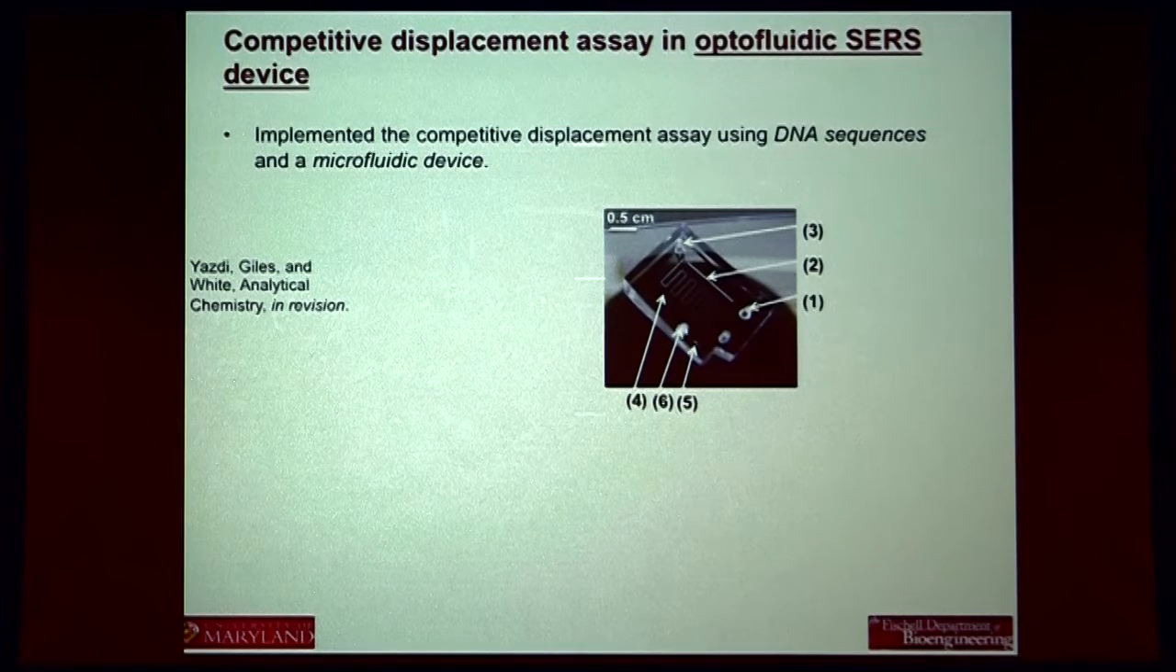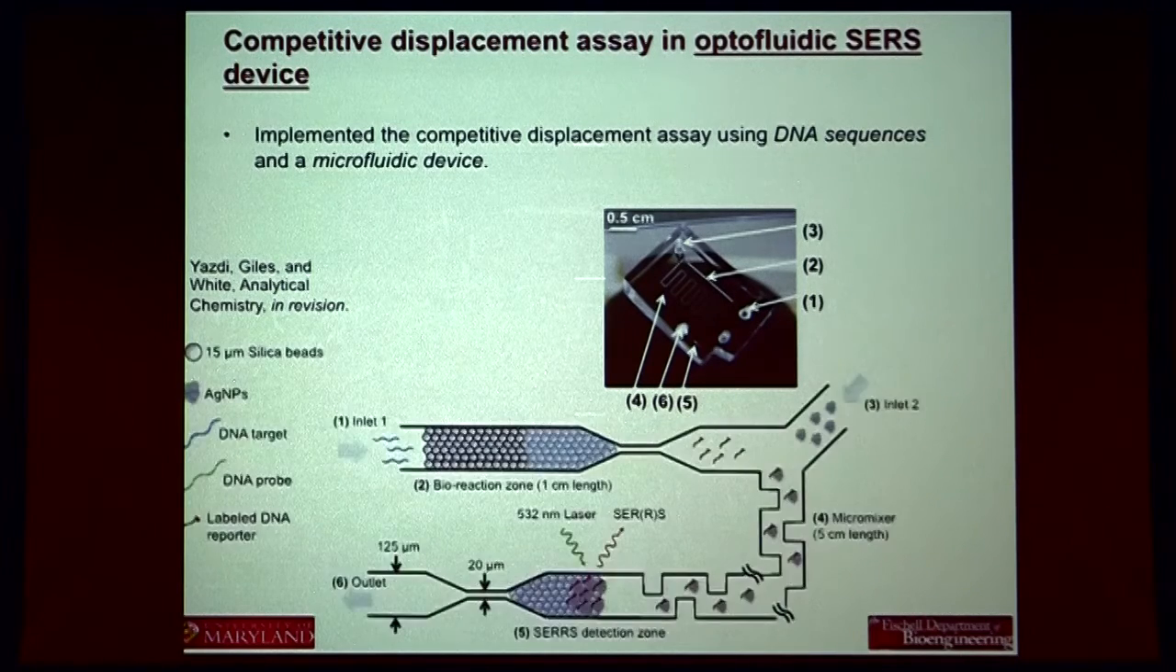This work actually is in revision, but in reality it's going back to the editor right now. Very minor comments, so this one's going to get published. Sarushu did this. This will be his fourth paper, and he's defending in 2 weeks. So well done by him. So this is the microfluidic nature of it.